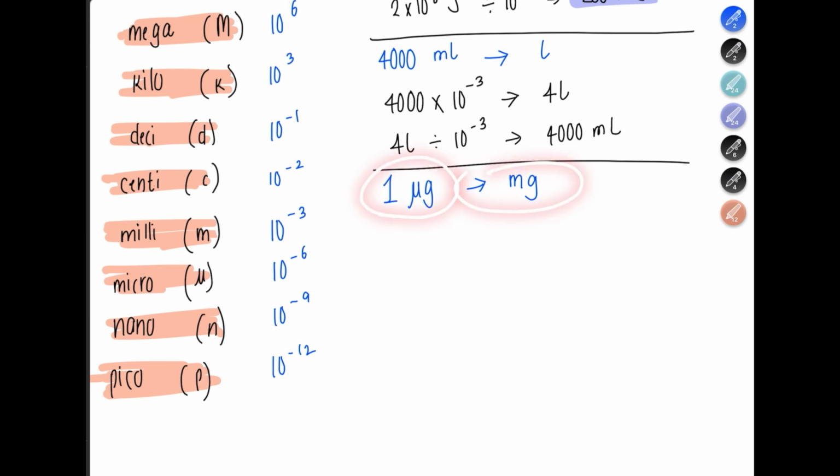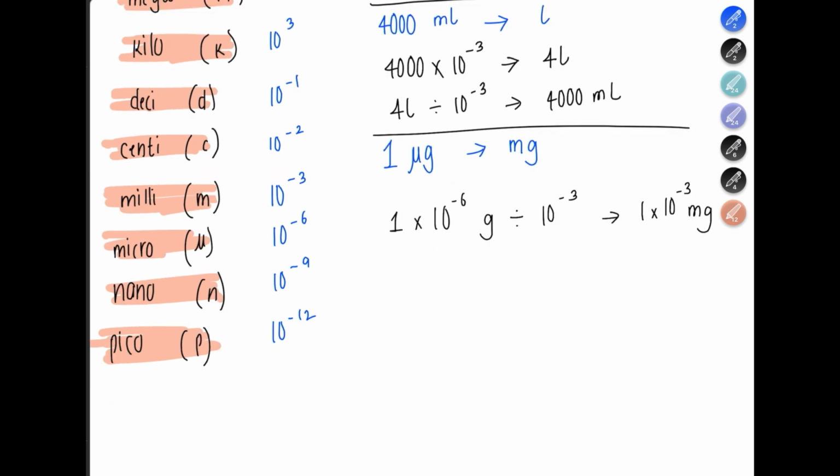1 microgram to milligram, so we'll write 1 multiplied by what is it for micro? It is 10 power negative 6. So we'll write 1 multiplied by 10 power negative 6, and then you get grams. So you already have grams, and you need to convert this into a prefix, which is milligram. So you have to divide by 10 power negative 3, and the answer will be 1 multiplied by 10 power negative 3 milligrams. First you converted micrograms into grams, and then you converted grams into milligrams to get your answer.